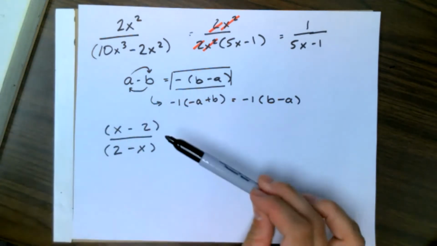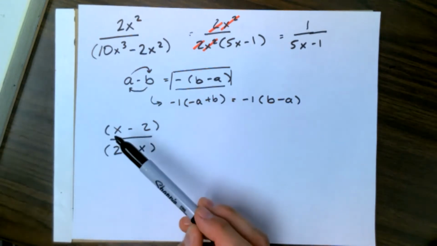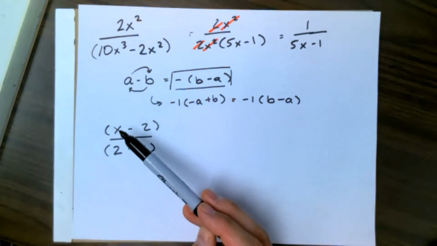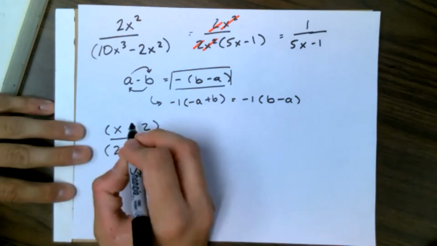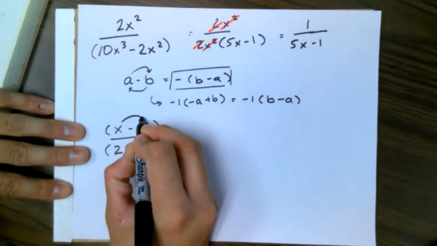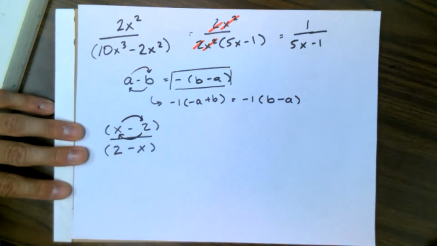Now notice, this numerator and denominator are not the same, right? I mean, think if x was a number, like 7. 7 minus 2 is not the same as 2 minus 7. But if I can rotate the x there and the 2 there, it'll match the denominator. Do you guys see that? It'll become 2 minus x.